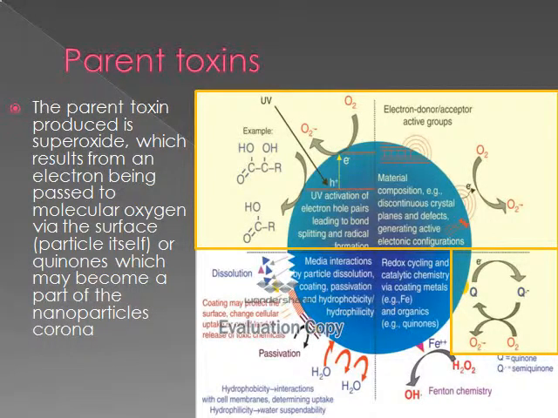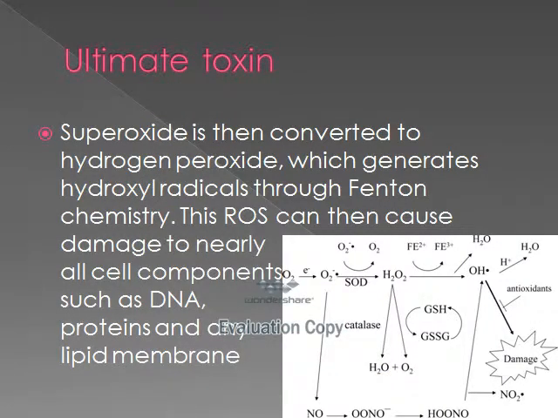Due to its electrochemical properties, the parent dioxin produces superoxide, which is a result of an electron being passed from the surface to molecular oxygen, or quinones being attracted into the corona of the nanoparticle in redox cyclic reactions. Following its creation, superoxide can be converted to hydrogen peroxide via the enzyme superoxide dismutase, which can create hydroxyl radicals through Fenton chemistry. These reactive oxygen species can cause damage to nearly all cell components such as DNA, proteins, and any lipid membrane.